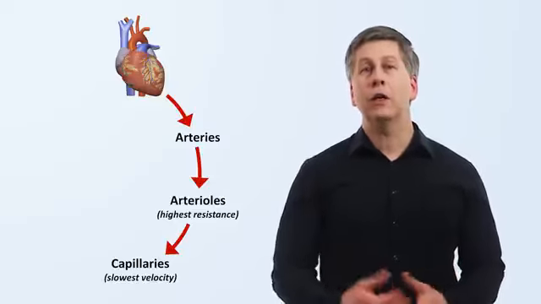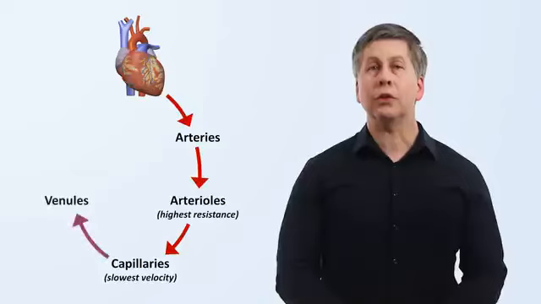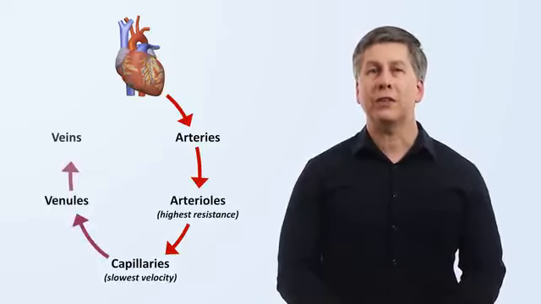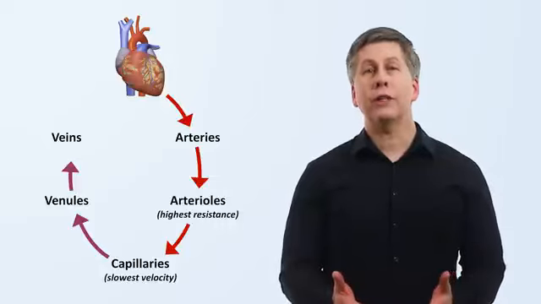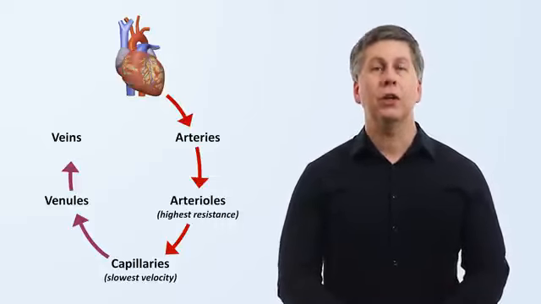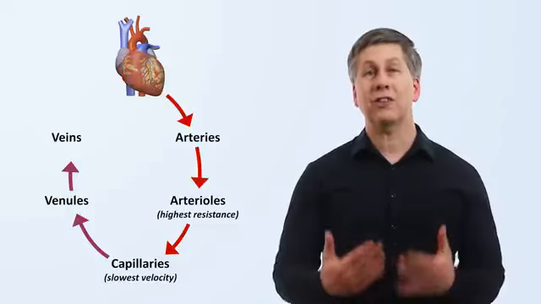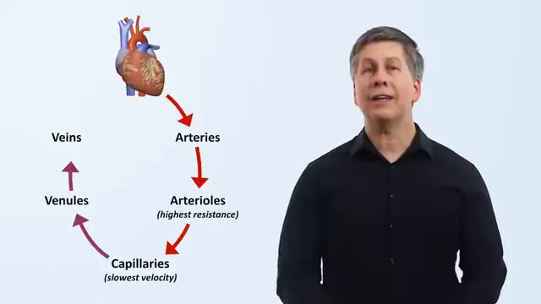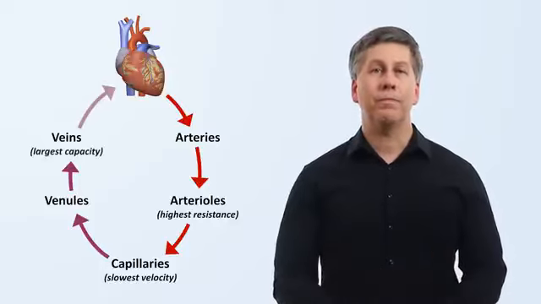After the capillaries, blood next moves to the venules, which are analogous to the arterioles, and from there to the veins. In contrast to arteries, veins are relatively thin-walled and lack much elastic tissue, resulting in significant distensibility. This distensibility allows veins to act as a reservoir for blood volume.